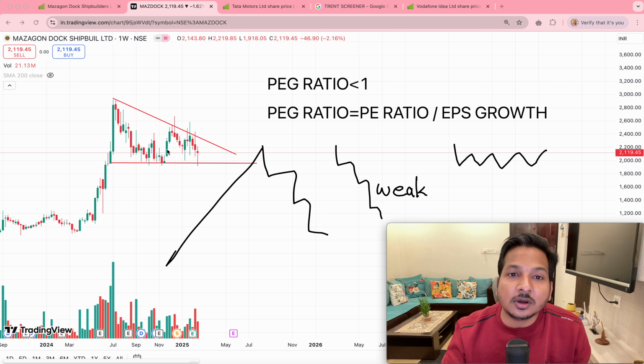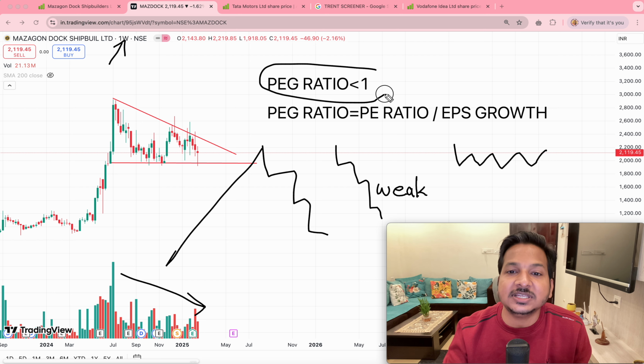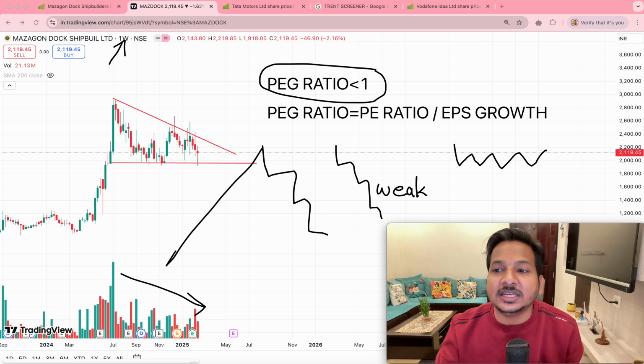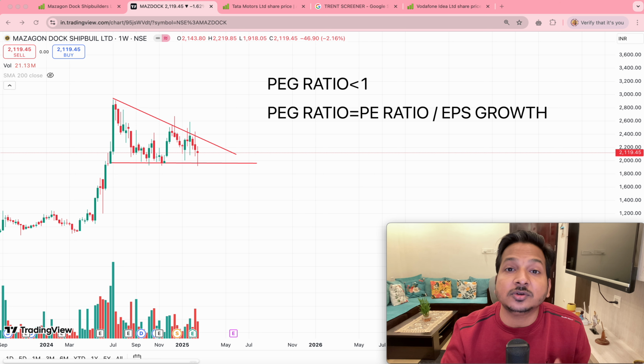So if the stock in the weekly time frame, this is a weekly time frame, you see that the stock is consolidating on lower volumes, volumes are decreasing, volume should be decreasing and the stock should have some consolidation, and the PEG ratio should be less than 1. If these criteria are met, you can stay in your stock, you should not sell your stock. And if you get such a good quality stock, you should add in this market correction.